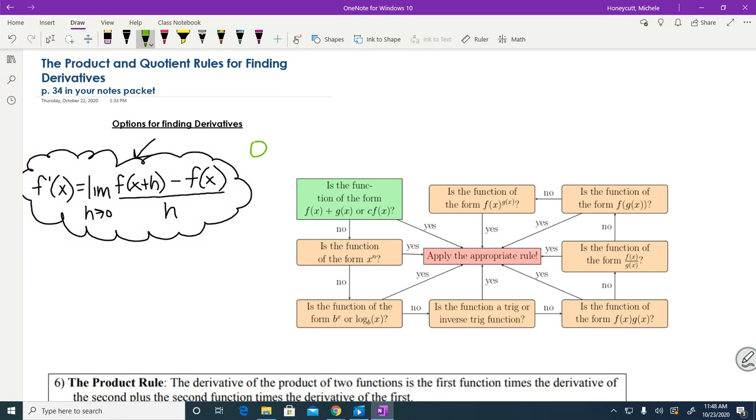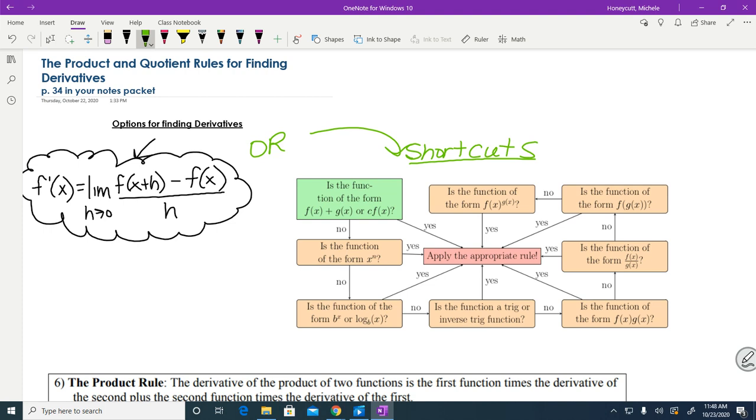So that's our first option. Or we can apply derivative shortcuts. So derivative shortcuts are great because they're fast. The only issue with them is that there's a different shortcut associated with a different form of a function. But believe me, it's worth it to learn about the shortcuts for finding derivatives.